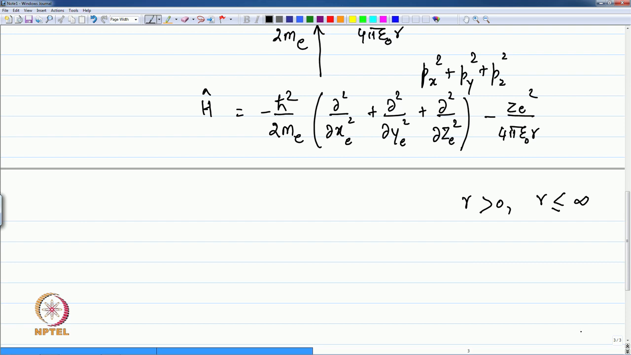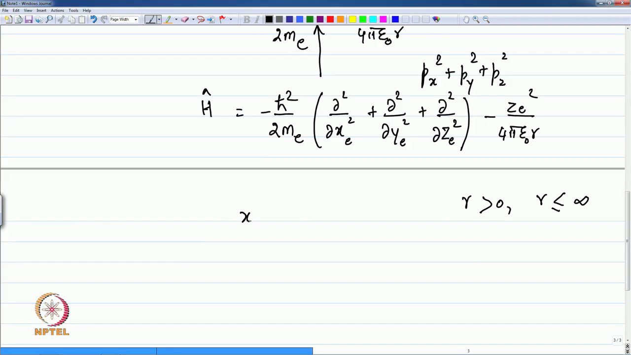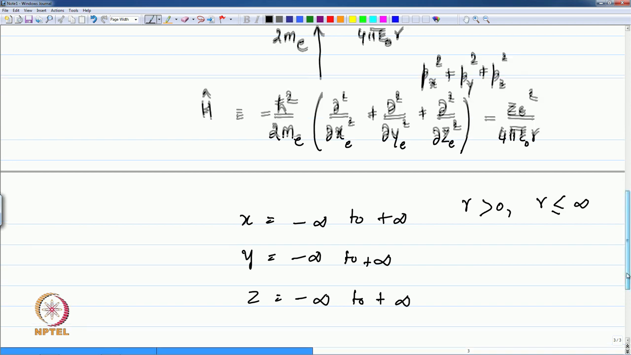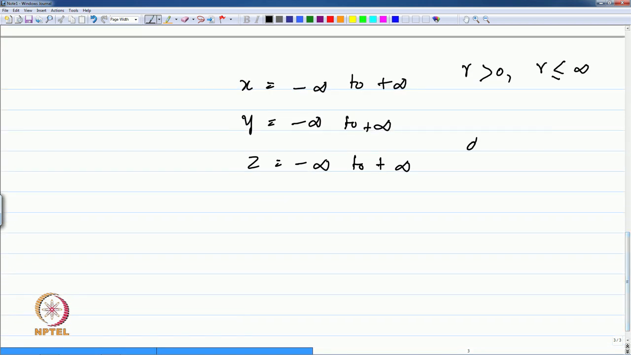At infinity, of course, the Coulombic interaction is 0. Therefore, here the boundary includes the entire three-dimensional world, the whole universe. So the boundaries are explicitly x from minus infinity to plus infinity, y from minus infinity to plus infinity, and also z from minus infinity to plus infinity. So this is the three-dimensional region and the volume element that we talk about for the particle.